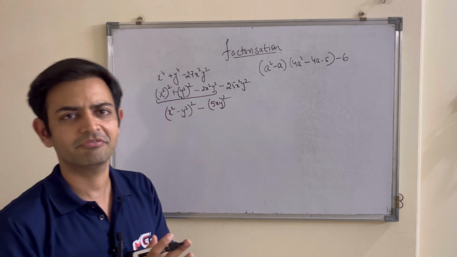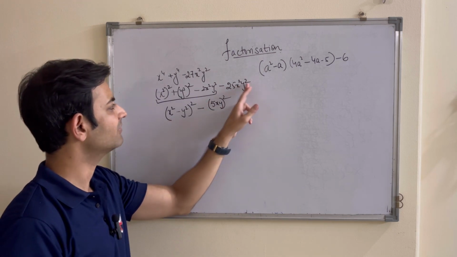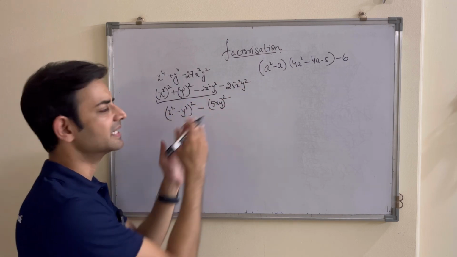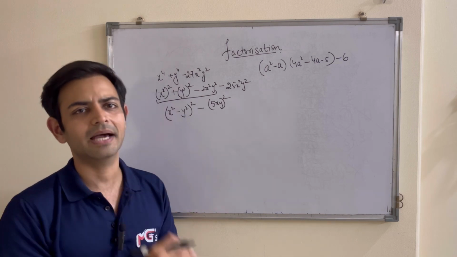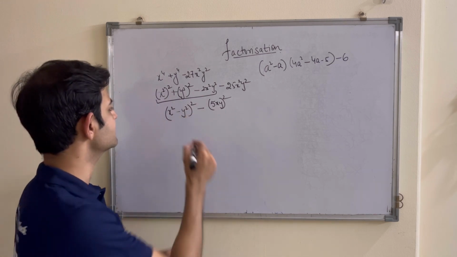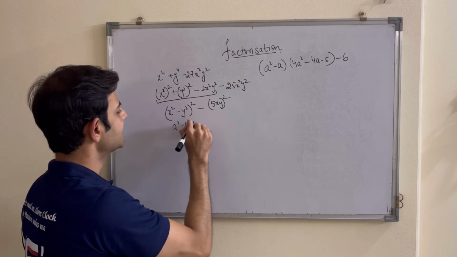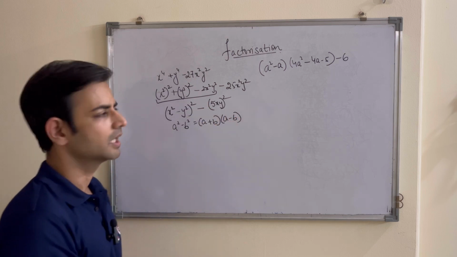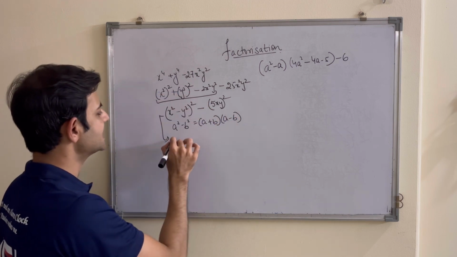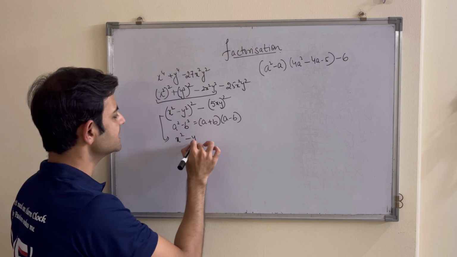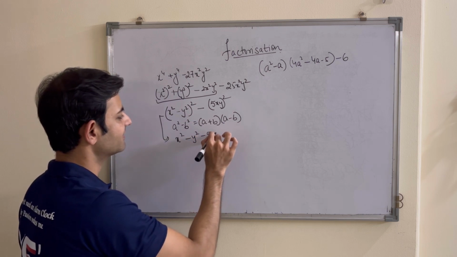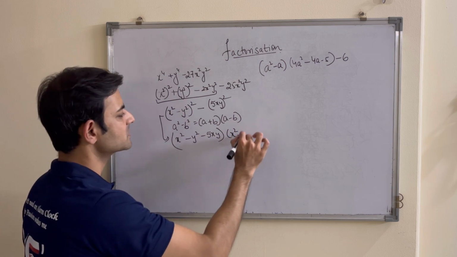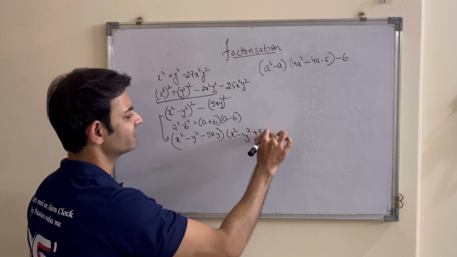I mean 25 is the square of 5. So 5xy the whole square. Now this looks like a square minus b square to me. So I can just apply that formula, that is a square minus b square is equal to a plus b into a minus b. So we'll directly apply it here as x square minus y square minus 5xy and x square minus y square plus 5xy.